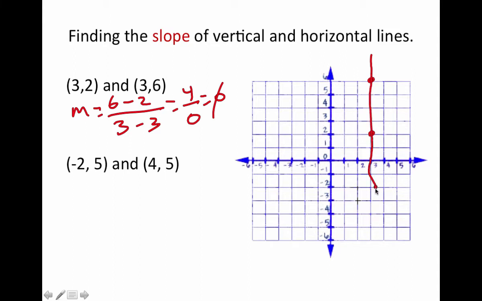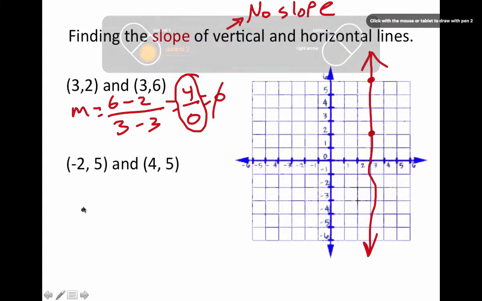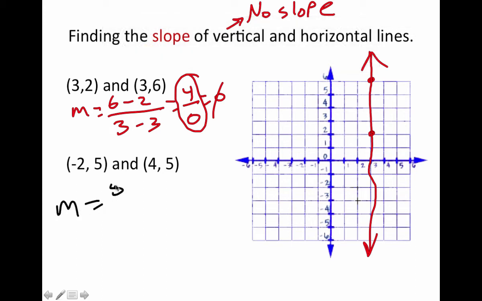Vertical lines have no slope. Rise over run. We rise 4, we run 0. You are not allowed to divide by 0. Vertical lines have no slope. The slope is undefined.